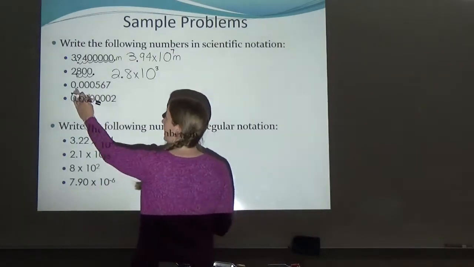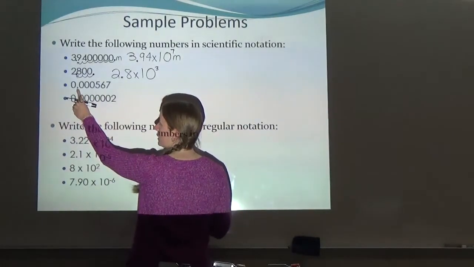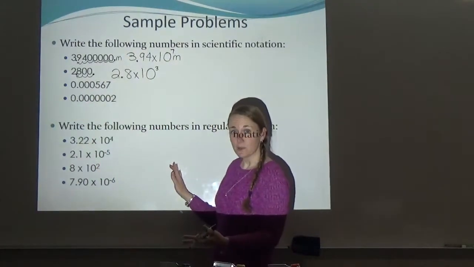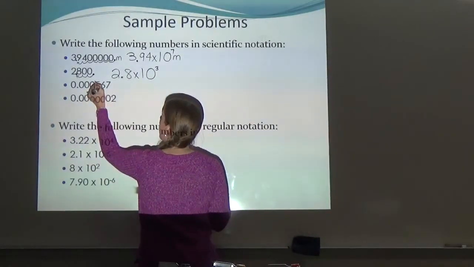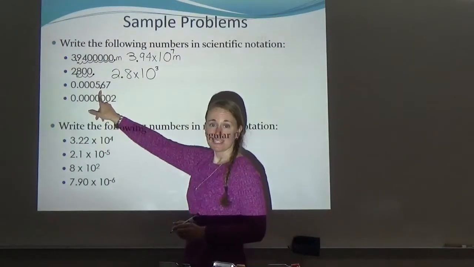All right, so here I can see the decimal originally is right here. I want one non-zero digit in front of the decimal, or to the left of the decimal. So I want to move it between the 5 and the 6.